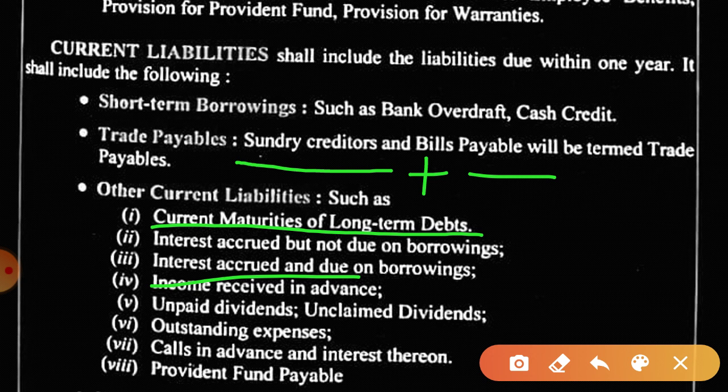Then income received in advance, any advance income will be treated as other current liabilities. Unpaid dividends, unclaimed dividends, the dividends which are to be paid by the company but not paid, are unpaid dividends. Then outstanding expenses, you know, the expenses which are to be paid but not paid by the company. Then calls in advance and interest thereon, all are items of other current liabilities.